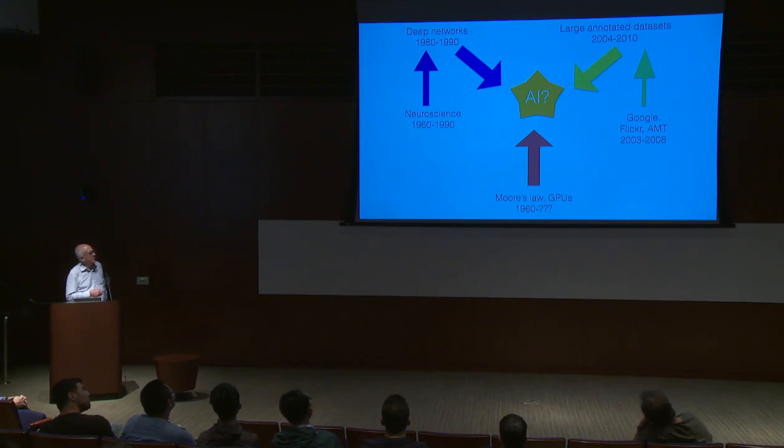And this was the work that came out of my lab and then many other labs also in the early 2000s. And then, of course, Moore's law that gave us GPUs on which we can train these deep networks. So these are the three drivers of progress. Now, do we have AI?